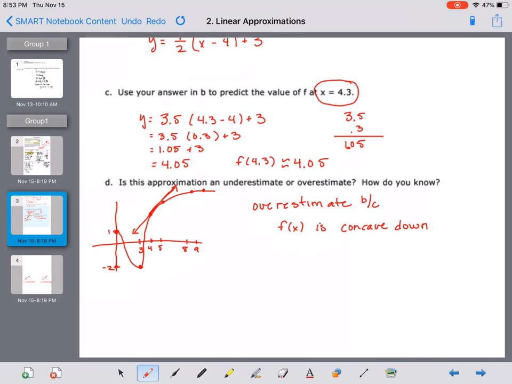So go ahead and, if you have time, try some of the practice behind it. It takes a little while to get used to it, but it's just finding the equation of a tangent line, plugging in and calculating.